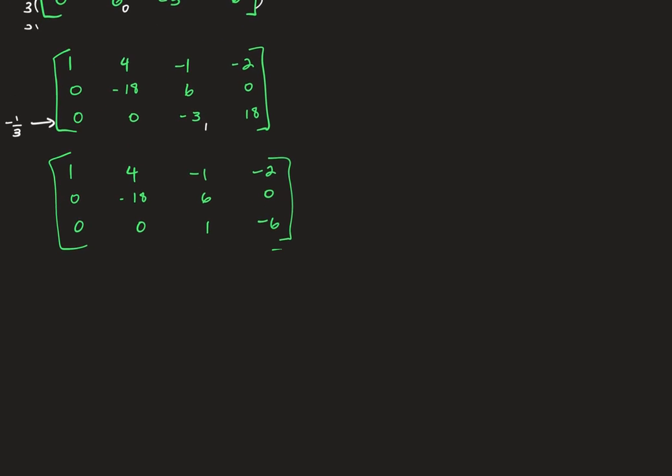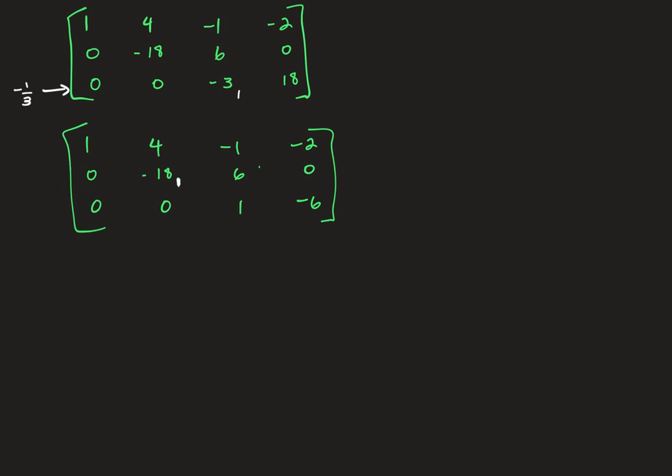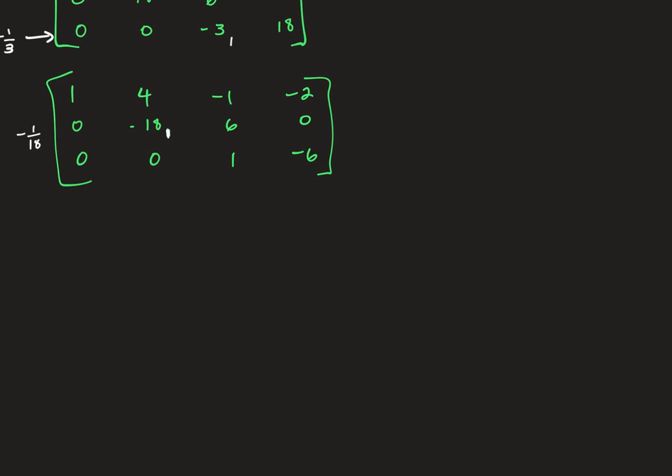Okay, so now I need a 1 here where that negative 18 is. So 1 over 18, I can do negative 1/18. It's not really messy. Yeah, it's not that bad. It's only a half, but yeah.